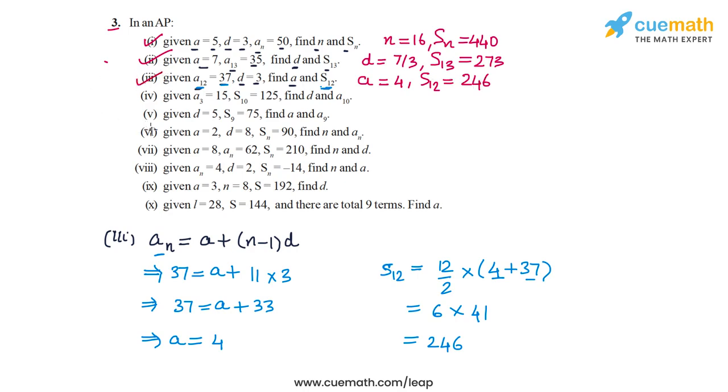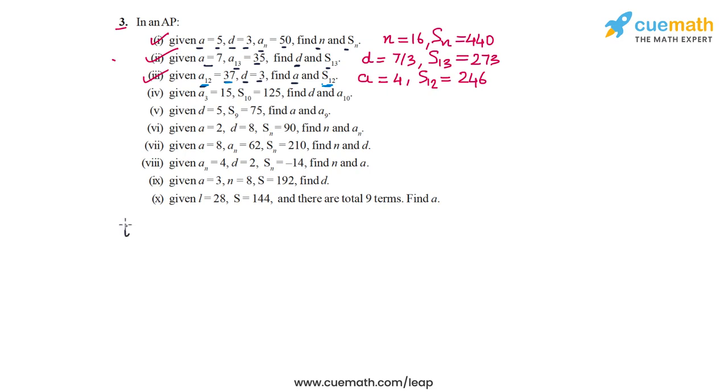Now let's do part 4. In part 4, we are given that A3, the third term, is equal to 15, and the sum of the first 10 terms, S10, is equal to 125, and we have to find D, and we have to find A10, the 10th term. Note that even the first term is not known in this case. We don't know A also for this arithmetic progression. So both A and D are unknown.